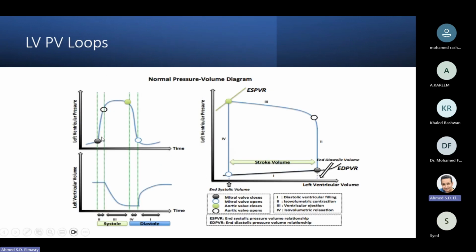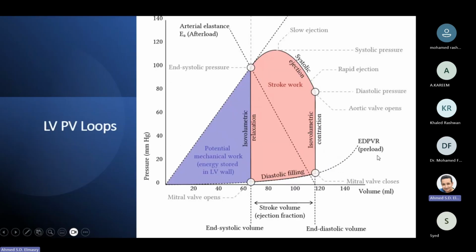Again, this is the left ventricular pressure time curve, and the left ventricle volume time curve. If you are able to plot both curves against each other, you will get the left ventricle pressure volume curve. So to understand the left ventricle pressure volume loops, here this is the beginning of the cardiac cycle. At this phase, this is the end of the diastole, where the mitral valve will start the closure and the left ventricle will start the isovolumetric contraction phase.